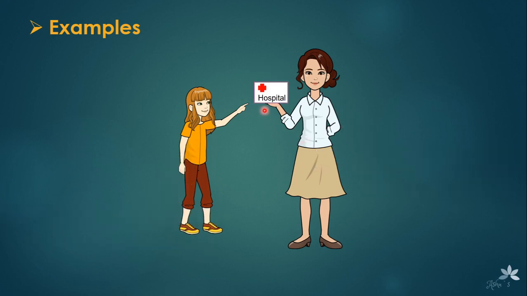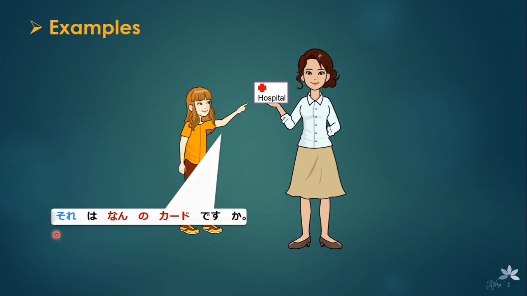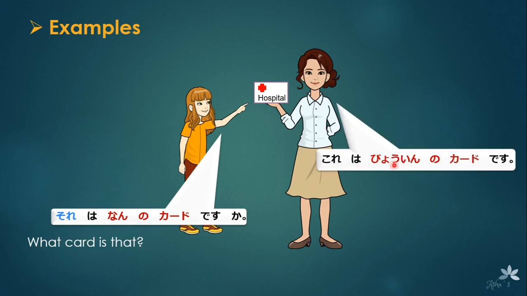Now let's look into this example. There is a card in the lady's hand and the girl asks, それは何のカードですか? What card is that? これは病院のカードです。This is a hospital card. So this card belongs to the hospital. It's about the hospital. So it's a hospital card.